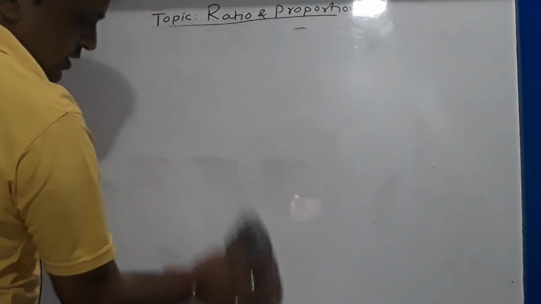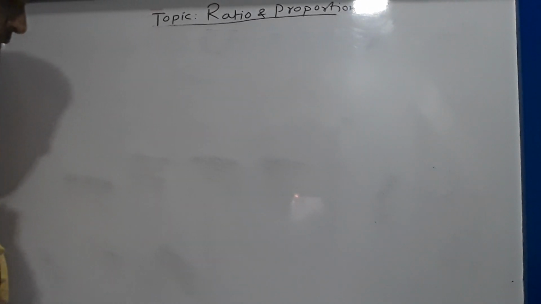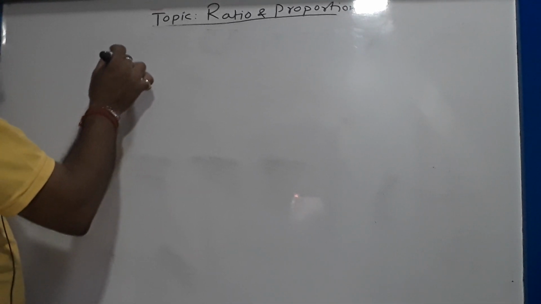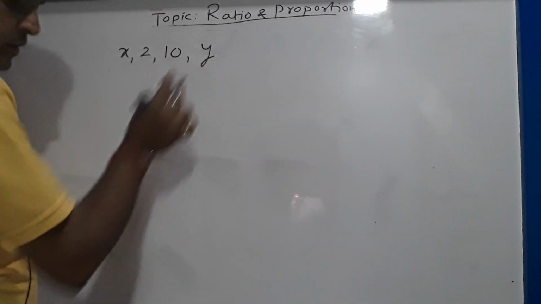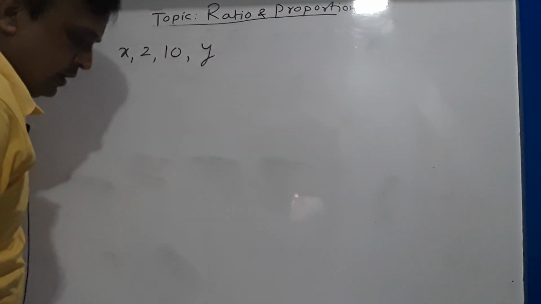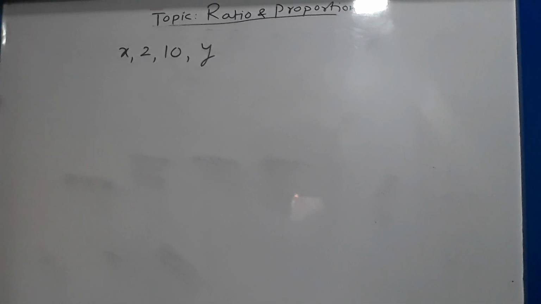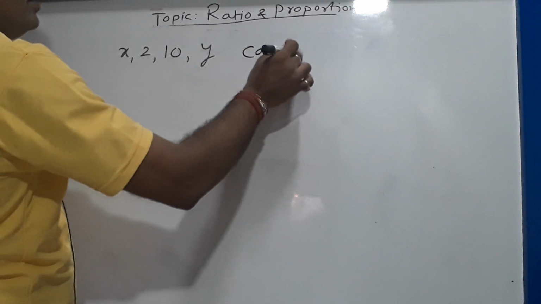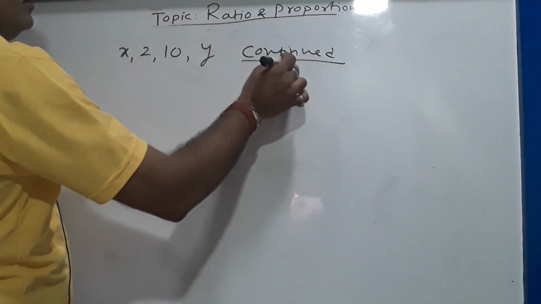Let us take one more question. x, 2, 10 and y. They are given in continued proportion.